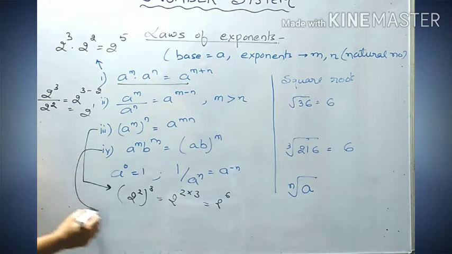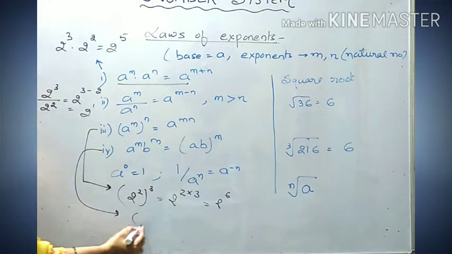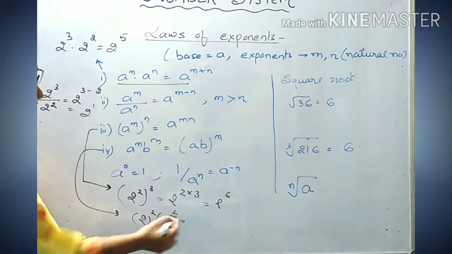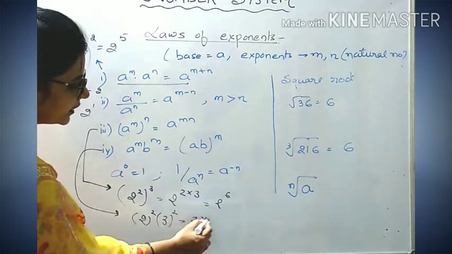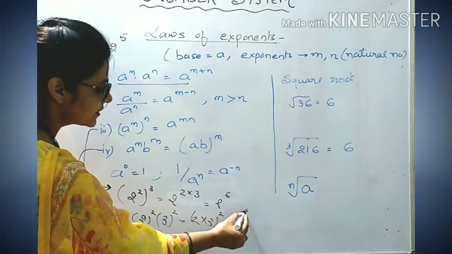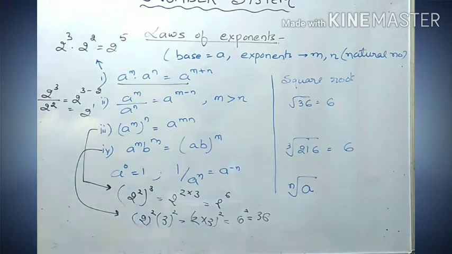Now your next law is a to the power m into b to the power m. Suppose we are having 2 square into 3 square. So what will be the answer? 2 into 3 to the power 2 means 6 square. So our answer is 36. So all these are the laws which you have done in your junior classes.